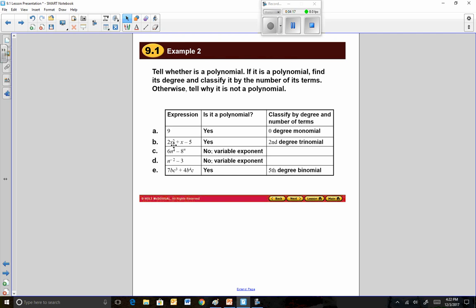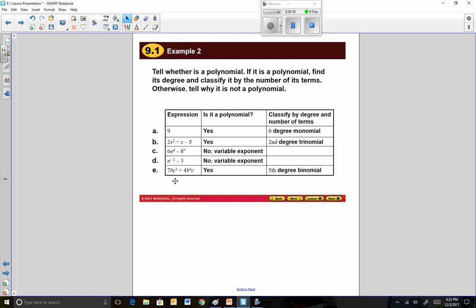So it's a second degree because the highest exponent is 2, and it's a second degree trinomial because there are 3 terms. Now this next one, it has an exponent that is a variable. So no, it's not a polynomial. This one here has an exponent that's negative, so no, it's not going to be a polynomial.